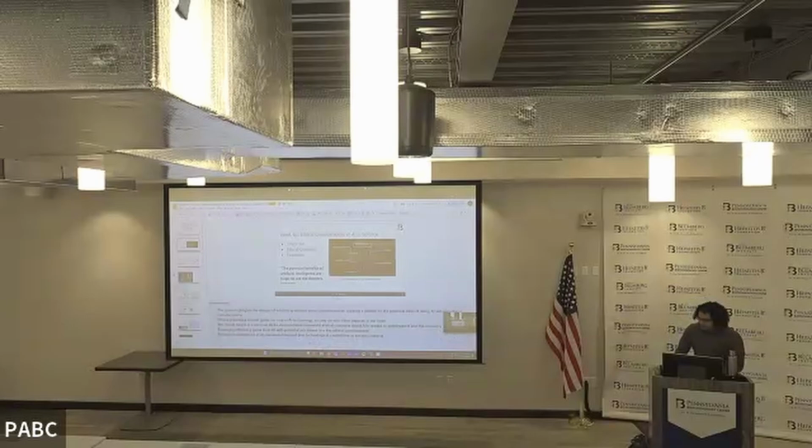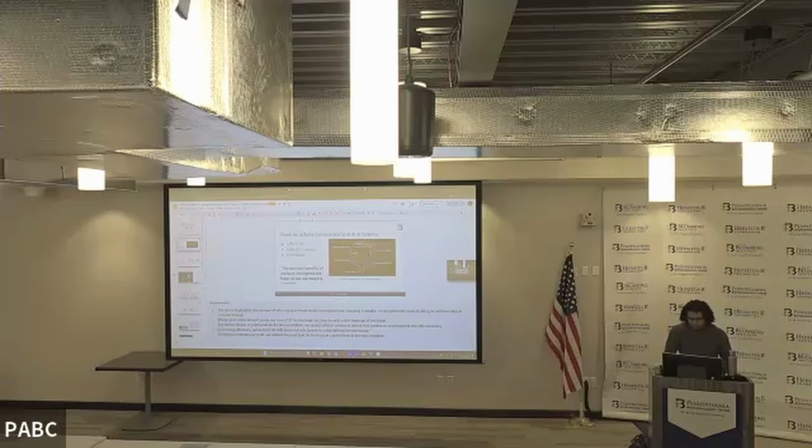So to elaborate further on this, the quote highlights the danger of educating without moral considerations, right? Just talked about that. Drawing a parallel to the potential risks of using AI without ethical considerations, right? You always have to have these ethical considerations. Ethical principles should guide our use of AI technology as they do with other aspects of our lives, right? The recent threat of national strike demonstrates real-world ethical concerns about AI's impact on employment and economy. And we'll talk about this further in the upcoming slide.